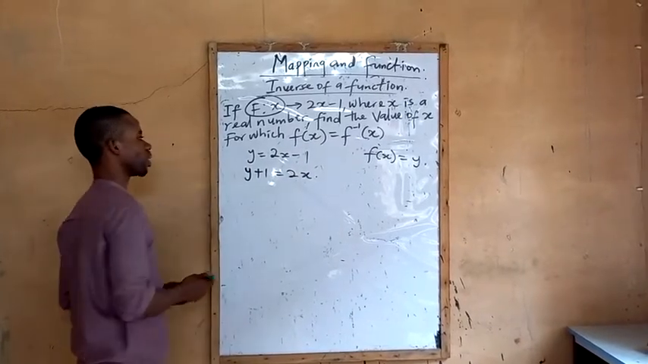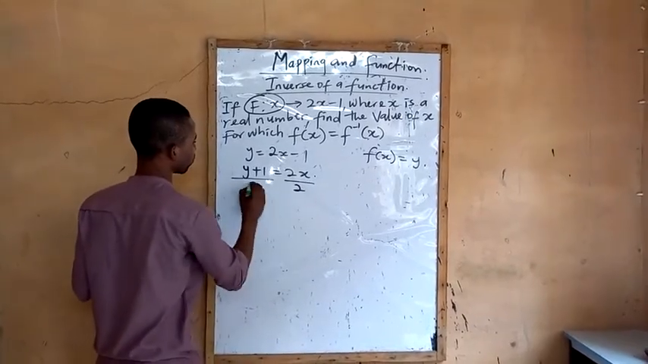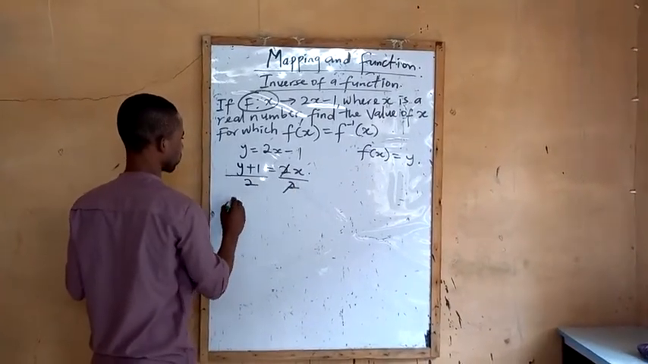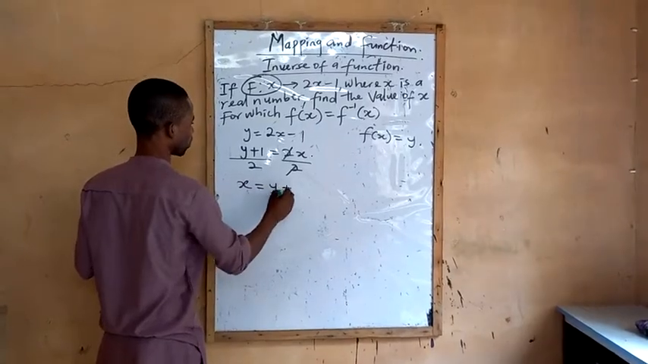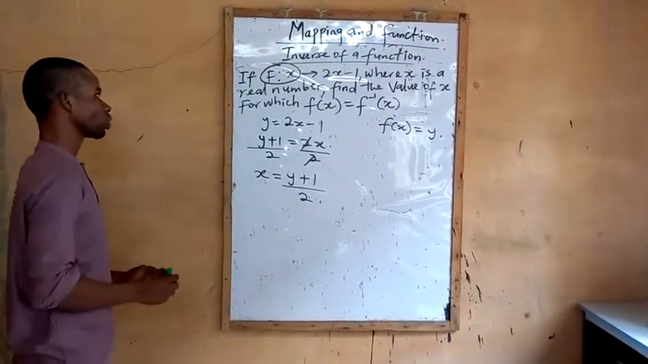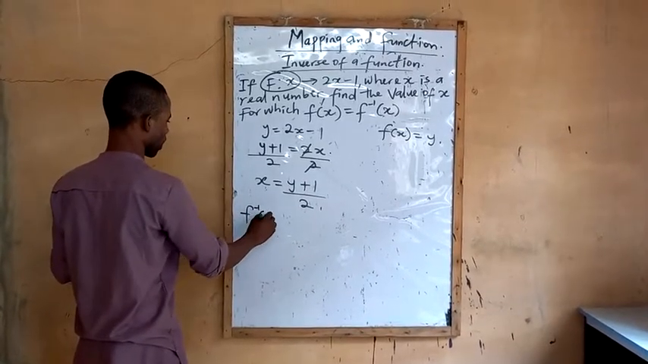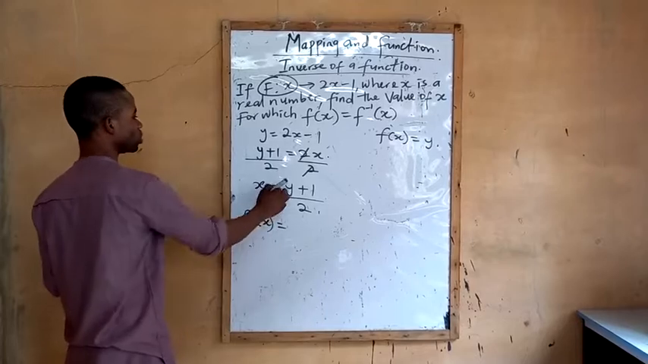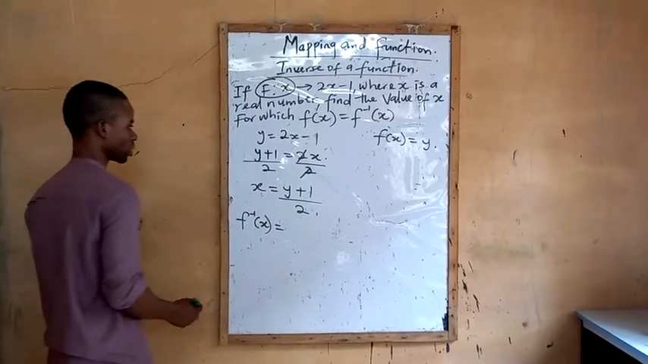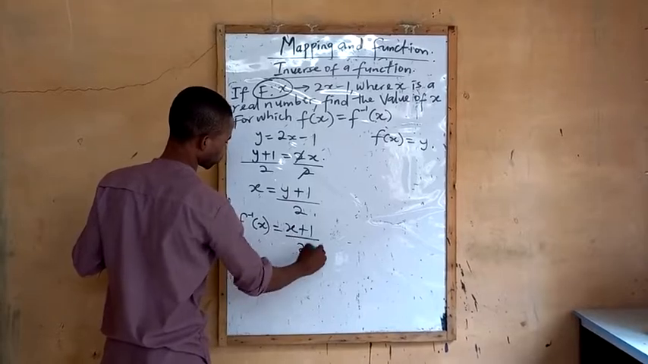Don't forget, I'm making x the subject of formula. I'll divide this out by 2. Over 2 over 2, 2 cancels. x equals y plus 1 all over 2. And I told you that by the time you are writing the inverse of x, you change the y into x. That means x plus 1 all over 2.